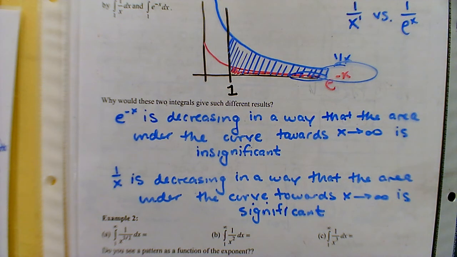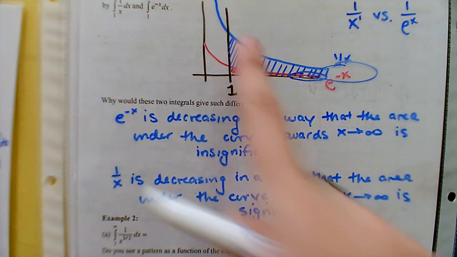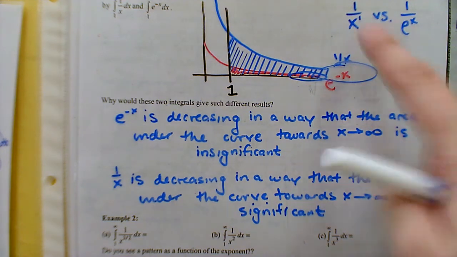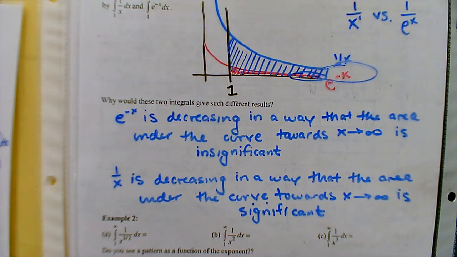Okay, it all depends on that growth rate. Do you notice, however, that both of them have a horizontal asymptote of 0? As you go out to the right, don't they both get closer and closer to 0? So we're not necessarily looking at the horizontal asymptote. It's more about the growth rate.